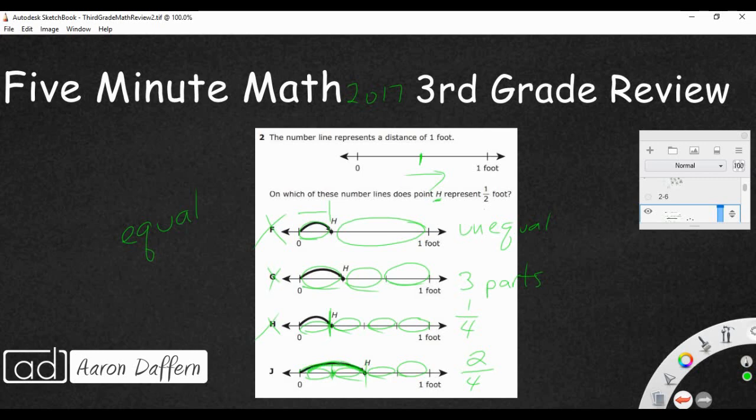So what if I were to do 1 big part here, and then another equal big part over here? There we go. That's my 1/2. So here's the thing that we're going to start learning in 3rd grade. 2/4 is equal to 1/2. And so our answer is going to be J.